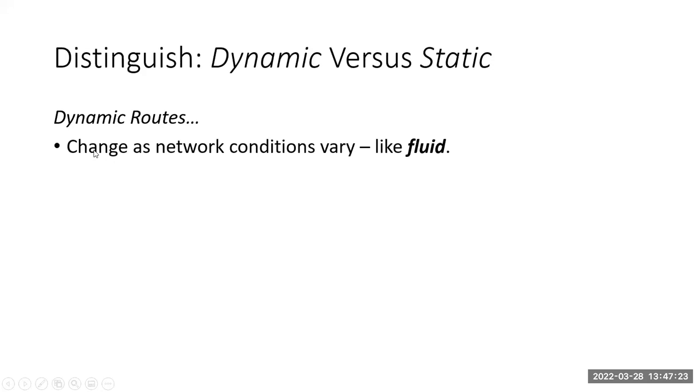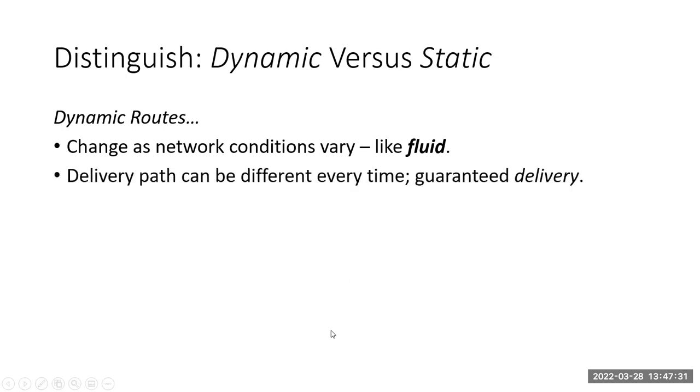So dynamic routes change as network conditions vary. It's very fluid. Delivery path can be different every time. And delivery is guaranteed for that reason. Now that's huge. Let me say that again, and I'm going to be very dramatic here. If we didn't have guaranteed delivery, I don't know that the internet would have ever taken off. Not the way it is now.